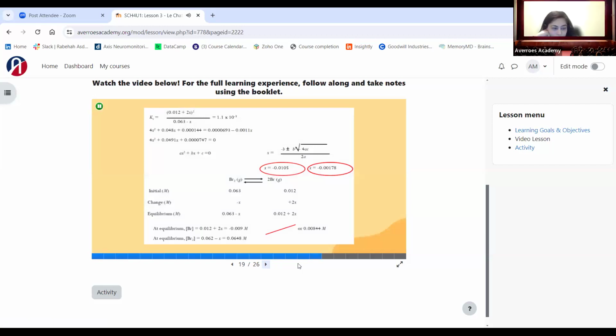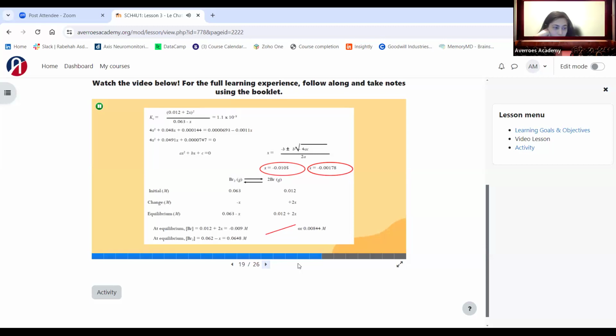When we have our expression here, in this case, we need to employ the quadratic formula, ax squared plus bx plus c equals 0. And we're going to use our quadratic formula here, x equals negative b plus or minus the square root of b squared minus 4ac, all over 2a, if you remember from lovely math class. When you plug in those values, you get two values here, those circled in red: x equals negative 0.0105 or x equals negative 0.00178.